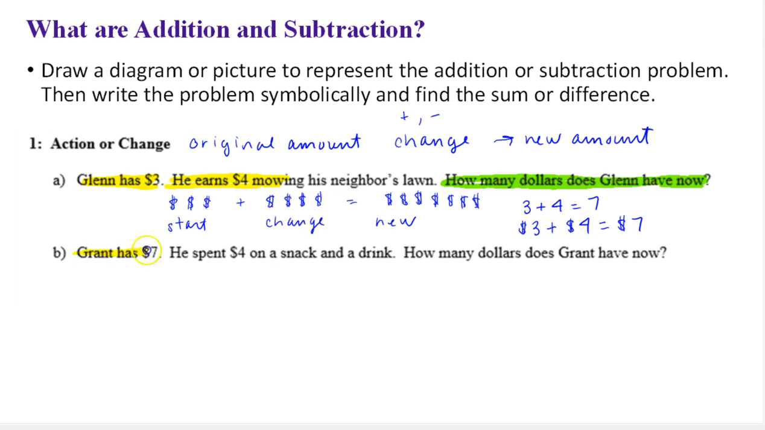Grant has $7, so that's an original amount. Now something's going to happen. He spent $4 on a snack and a drink. And now we want to know how much money he has. How many dollars does Grant have now? So what would this picture look like? Well, his start, or his original amount, is $7.